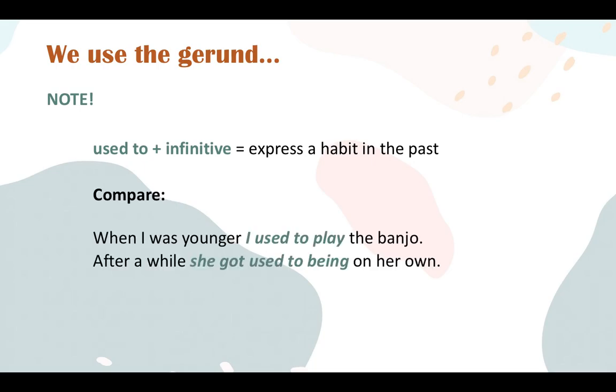So have a look at these two sentences. "When I was younger, I used to play banjo" is actually a past habit, so you need to use it with an infinitive. But this sentence is very different from "After a while she got used to being on her own", which refers to something that is familiar to you and it is paired up with a gerund.